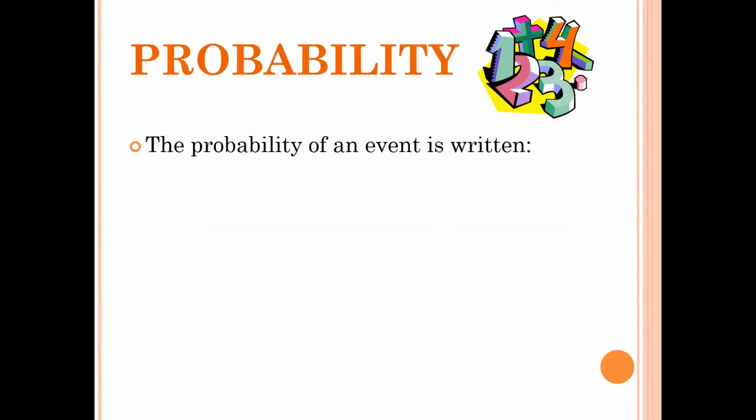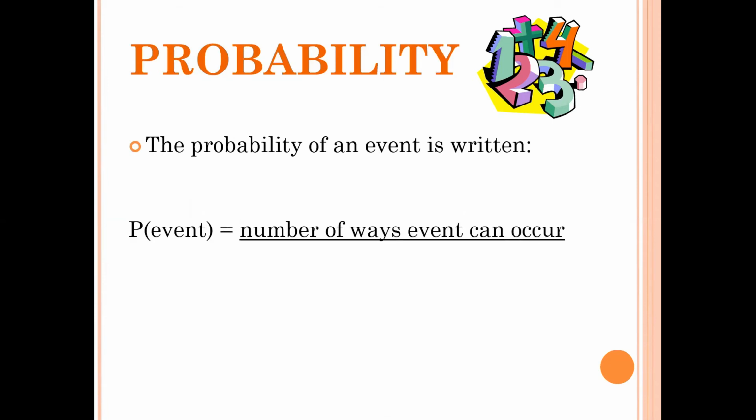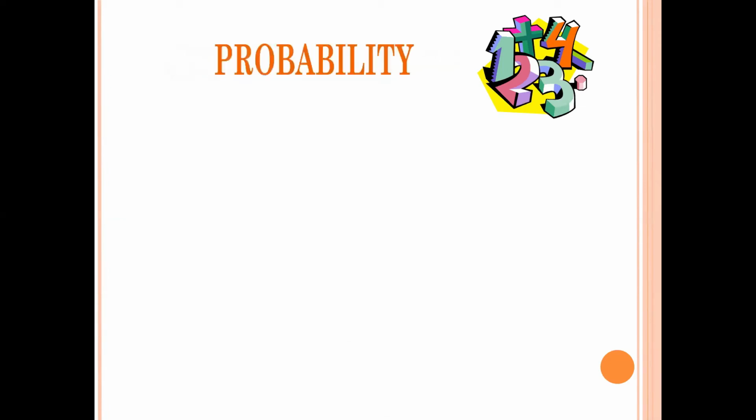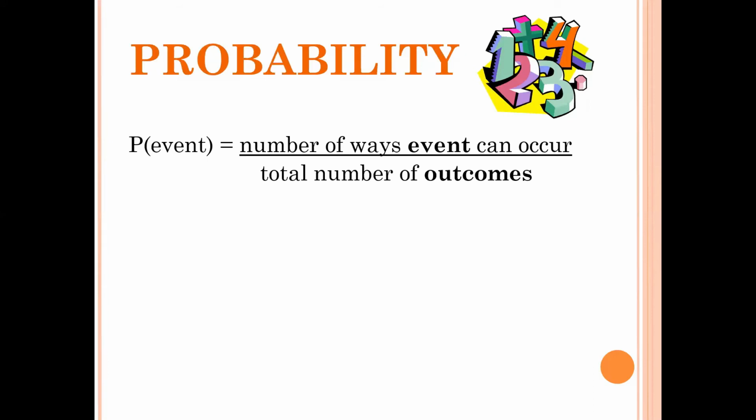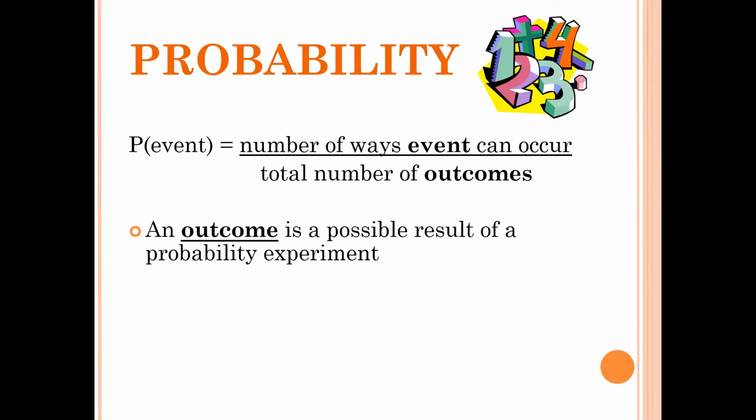There is a format in which we write the probability of an event, and that is: the probability of an event is the number of ways the event can occur divided by the total number of outcomes. So this was the formula that was earlier given, and now we've highlighted some words here. What does outcome mean? An outcome is the result of an experiment.